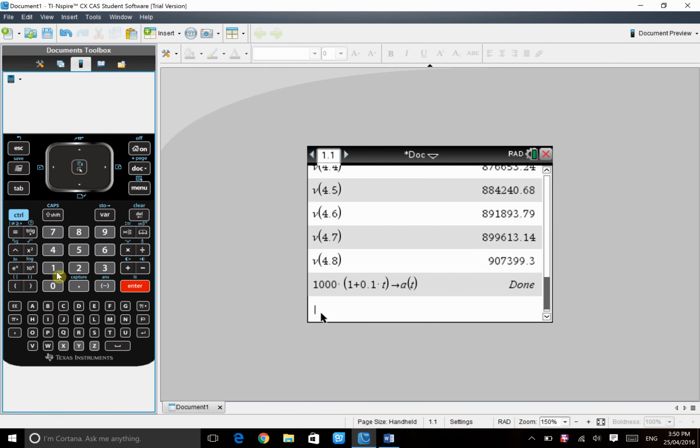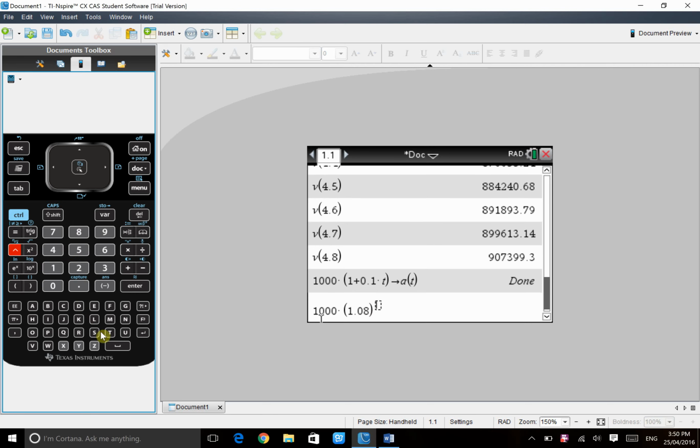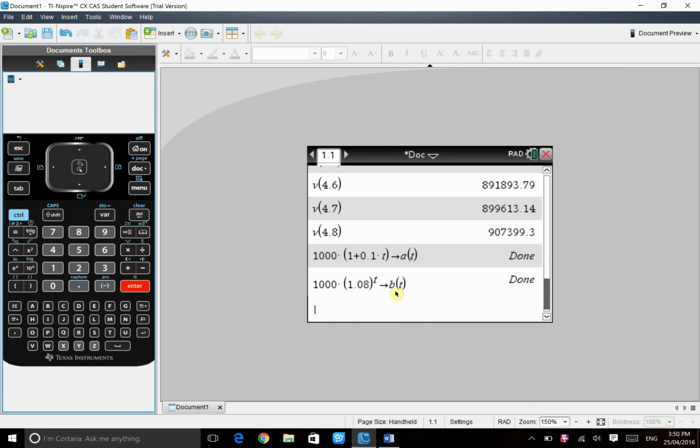That's for bank A. What happens to bank B? Bank B is $1,000 times bracket 1.08, because it's 8%, and to the power of T, a lowercase t, and then Ctrl var, so B bracket T in terms of T as well. That's bank A and bank B.